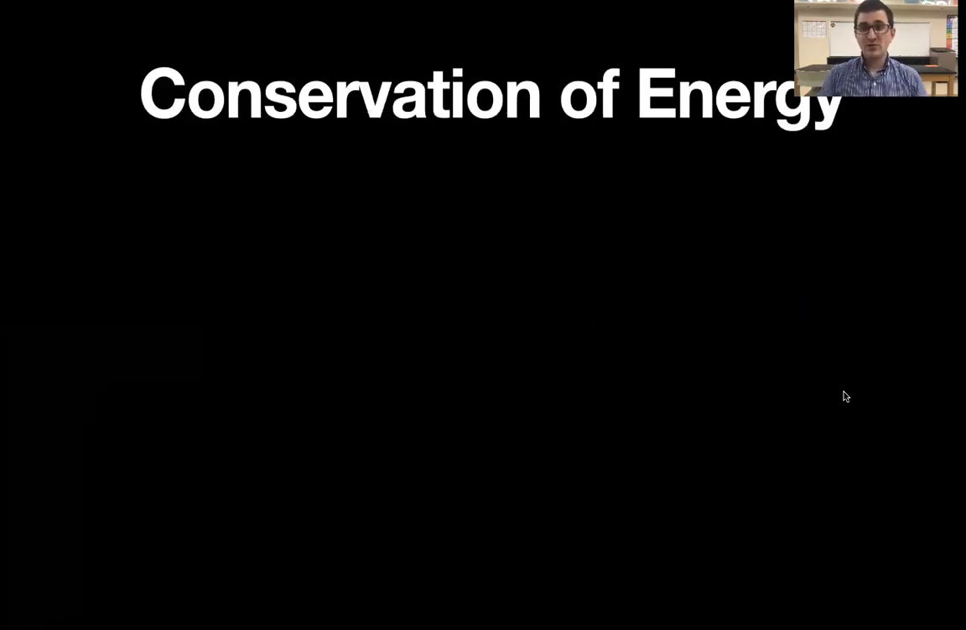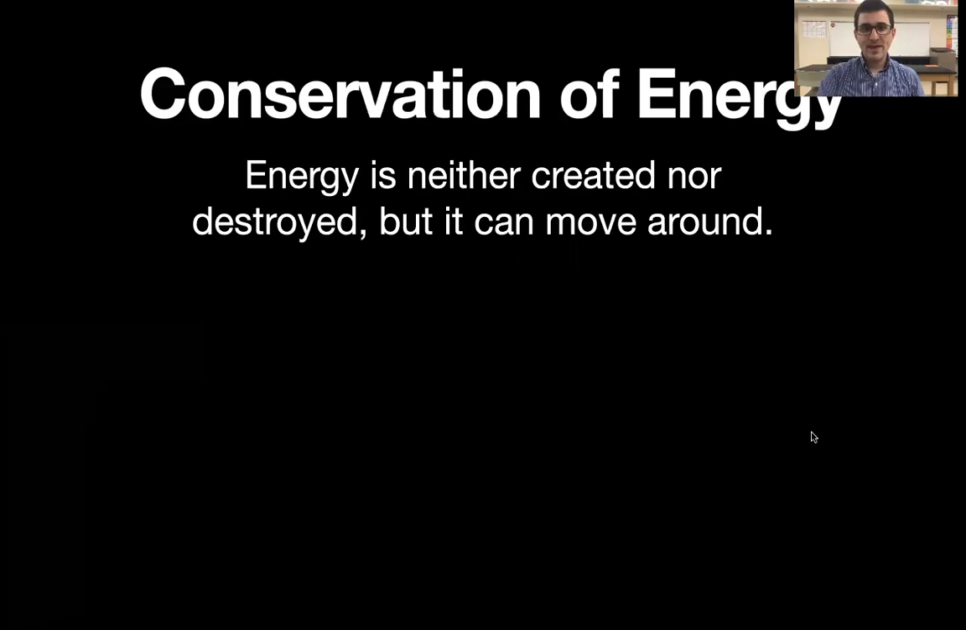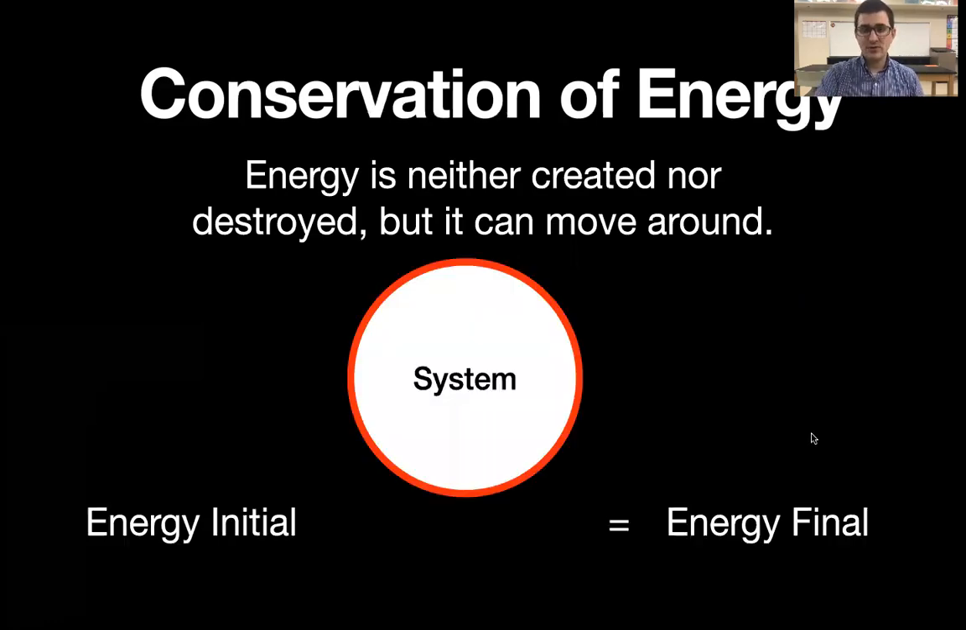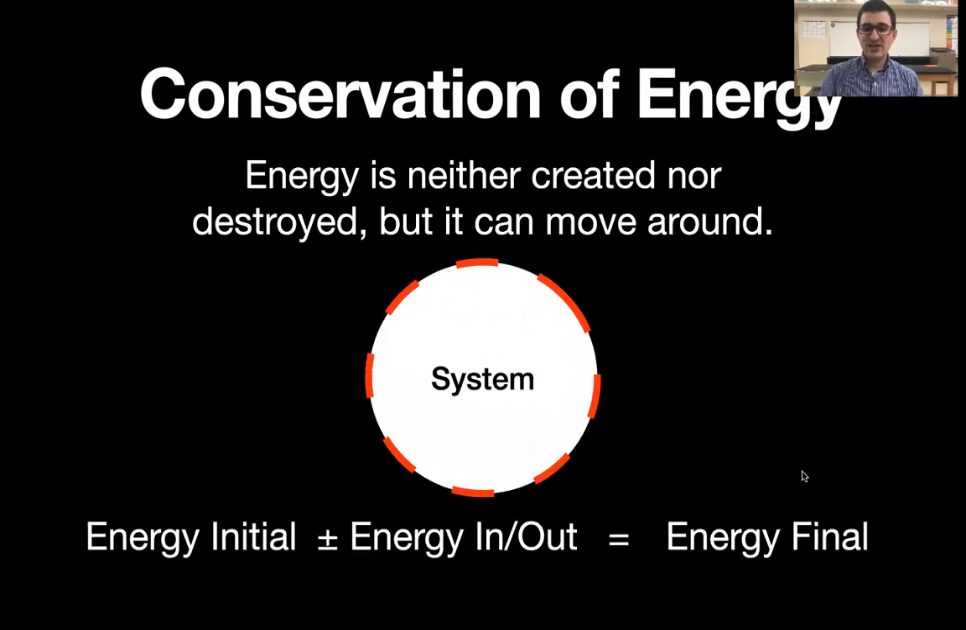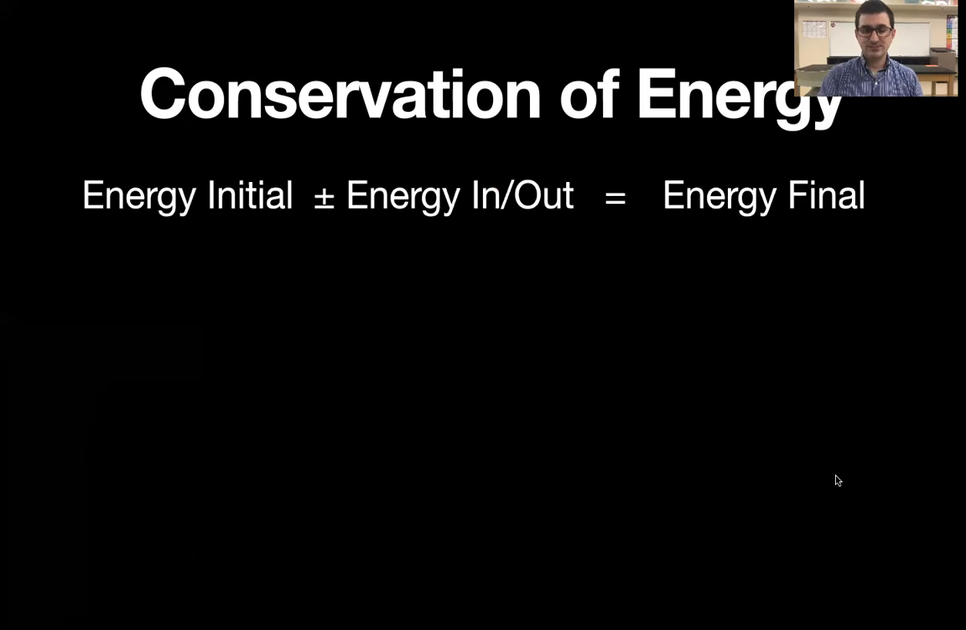What you'll remember from video 3.1 is the idea that energy can't be created or destroyed, but it can move around. So because of that, we have a closed system, which means that energy doesn't enter or leave. The energy at the beginning is going to equal the energy at the end. And then if energy can enter or leave in an open system, then we're going to have to account for any energy that is added to or taken away from the system.